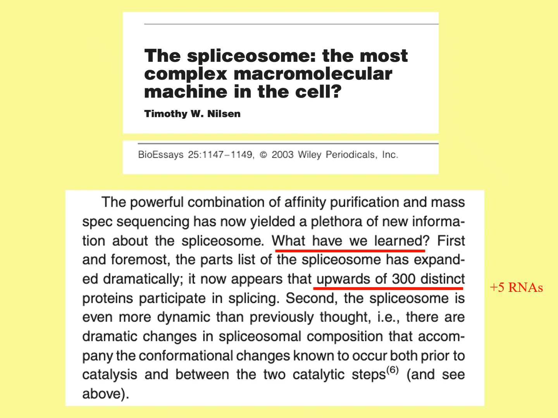The author of this article in 2003 suggested that the spliceosome may be the most complex macromolecular machine in the cell. And that's saying a lot considering the complexity of the ribosome that was discussed in Discovery number 6. This article points out that nearly 300 distinct proteins and 5 RNAs are involved in splicing. The article also points out the dynamical nature of this machine, which was illustrated in the videos.